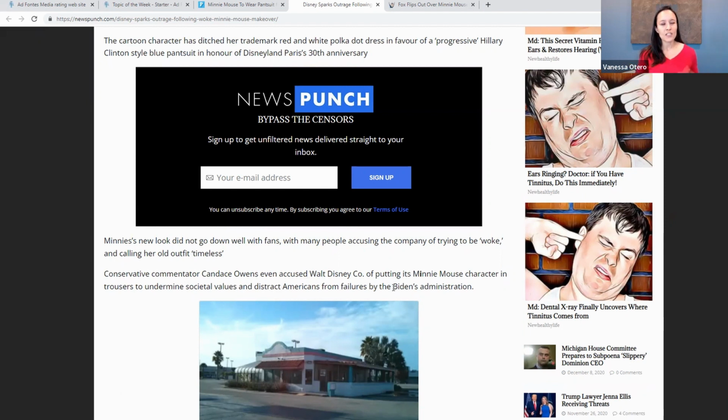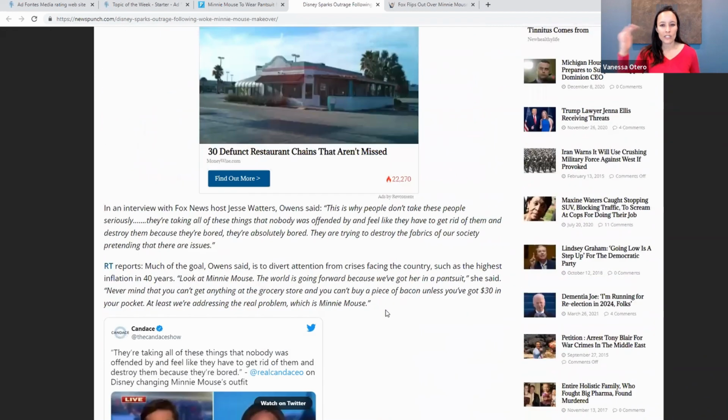Also, this is already skewing into hyper-partisan right based on what we've read so far. When you see them also making typos and mistakes, those are indications that it's sort of just an outrage outlet, and it's not real careful journalism. So you'll see typos and grammatical errors, like failures by the Biden's administration. That's incorrect. It's the Biden administration, right? So those are reasons to rate down its reliability even further.